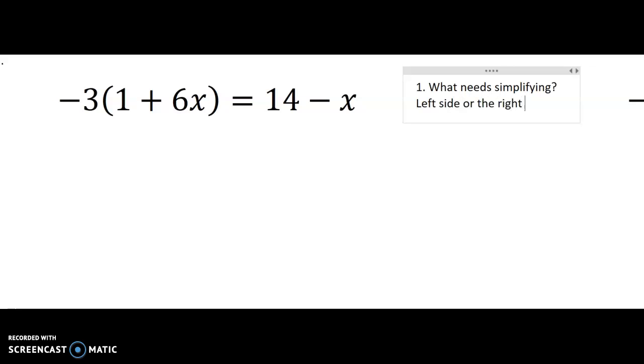Or the right side? Or both sides? Sometimes you have to do both. So that's how that kind of gives you a start. So let's look at this.